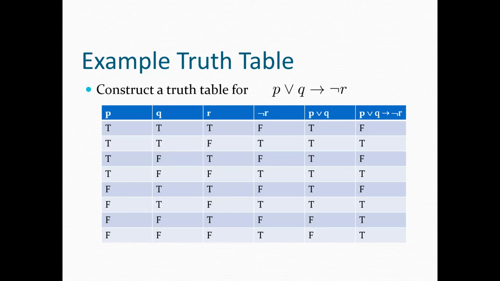Now negation R is used in this statement, so we have to assign a column for negation R. Then P or Q is used in this statement, so we have to assign a column for the truth values of P or Q. And finally, for P or Q implies negation R, we will use the conditional on these 2 columns. Right? So this is how we can form a truth table for the compound statement.